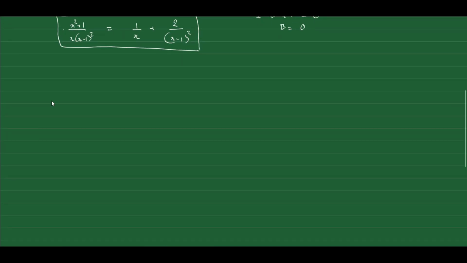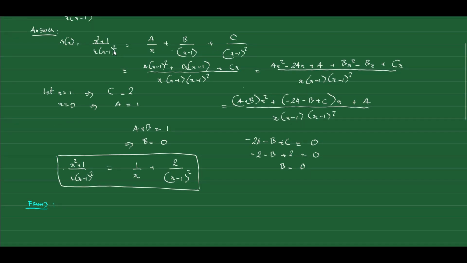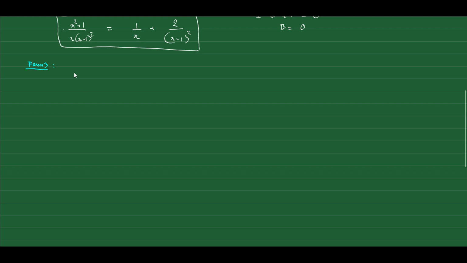Now, form number 3. Now we're going to deal with the denominator of a quadratic factor, and its quadratic factor here is irreducible. Actually, if you look, this is also a quadratic factor, right? But this is reducible because x minus 1 squared is x minus 1 times x minus 1, reducible to linear factors. Some quadratic factors are not reducible, for example, something like this.